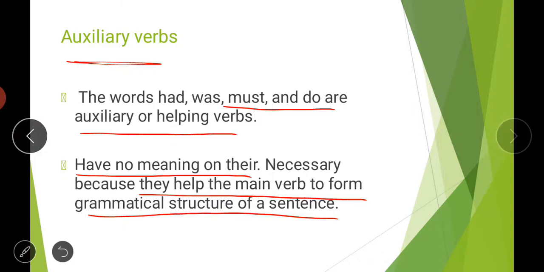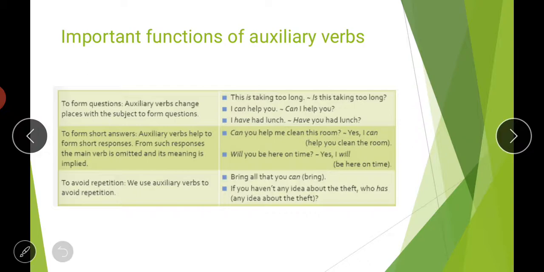So then, moving to the next page, we will discuss the important functions of the auxiliary verbs in detail. On the first page we covered only a few usual words, and to understand the functions of auxiliary verbs, on this page we will discuss them in detail. First of all, to form questions: auxiliary verbs change places with the subject to form questions. This is a very easy and common use of auxiliary verbs.